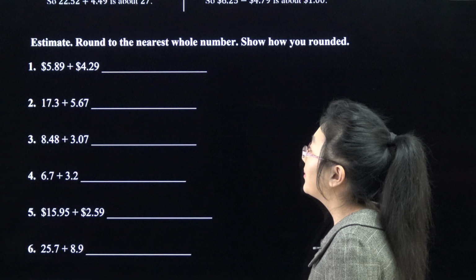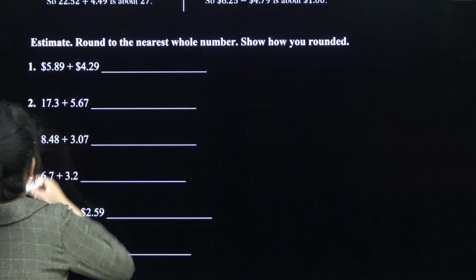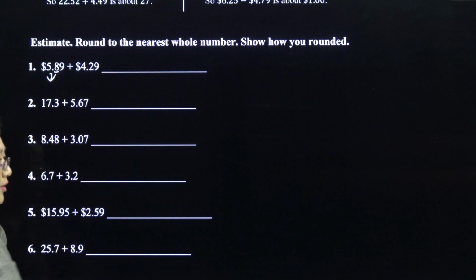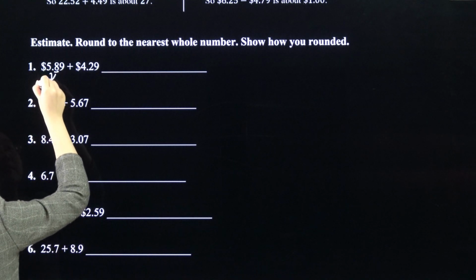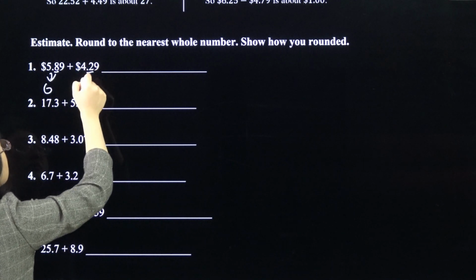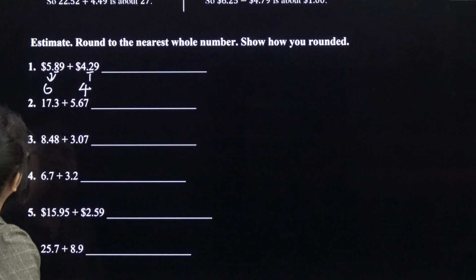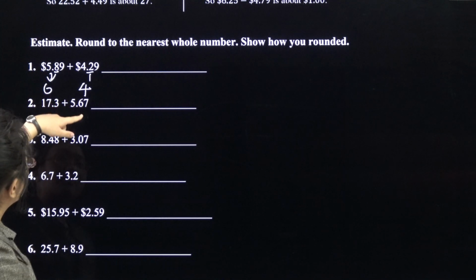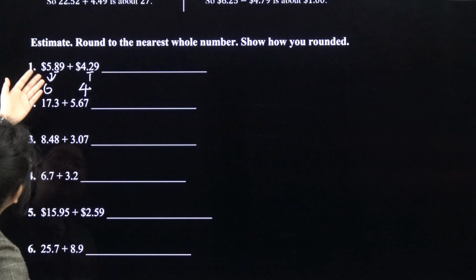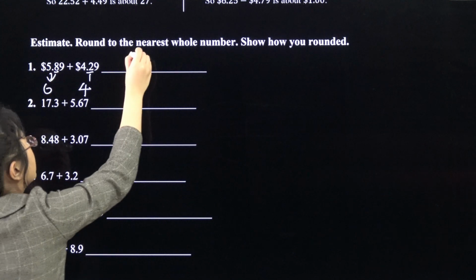Now we're going to do some practice problems. Estimate, round to the nearest whole number, show how you rounded. So, 5.89. Tenths place is an 8. Is 8 bigger than 5? Yes. So we round up to 6. 4.29. Tenths place is a 2. Is 2 smaller than 5? Yes. So we round down to 4. Therefore, 6 plus 4 is, well, 10. So 5.89 plus 4.29 is approximately 10.